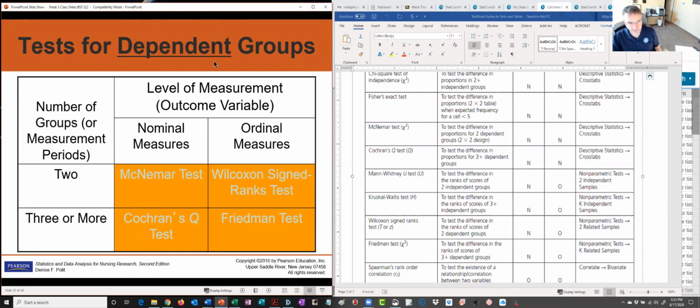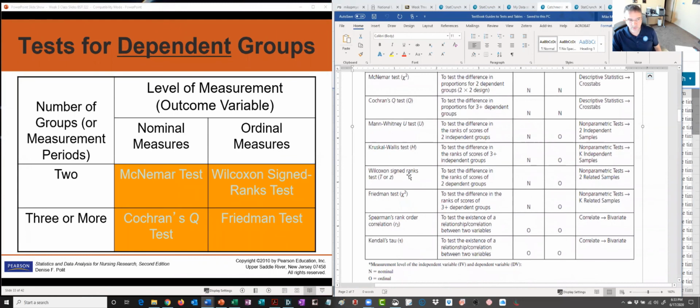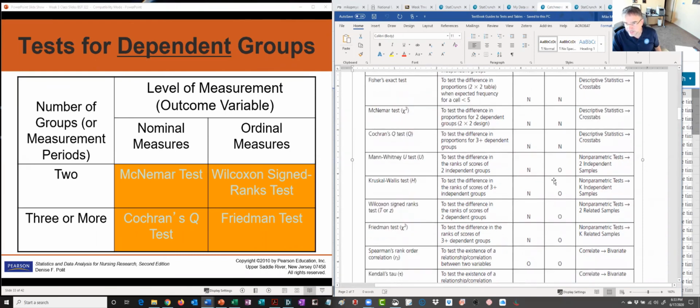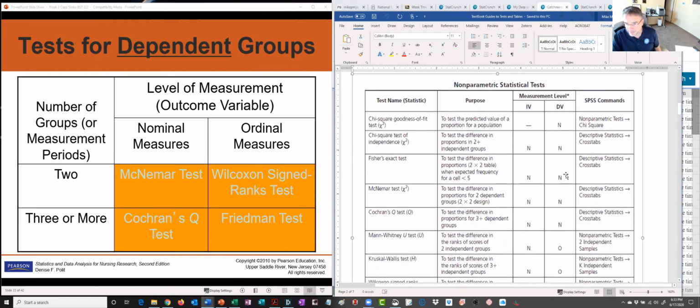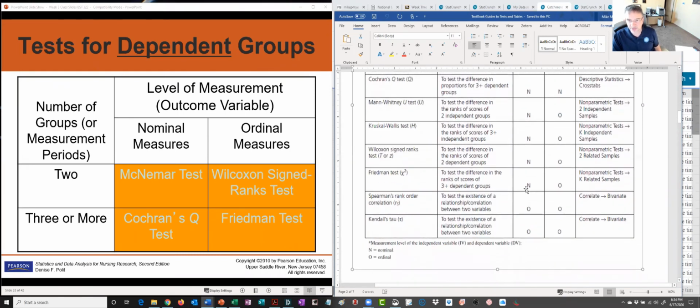For dependent groups, that's when you get into groups that are paired together. These are the tests that are down here. The dependent ones are the Wilcoxon signed ranks test if the outcome is ordinal. So you have to look at that dependent variable. If it's ordinal and the groups are linked, so they're twins or the same people you're measuring again, ordinal, you'd have to use a Wilcoxon signed ranks test, again with 2 groups, ordinal measure.